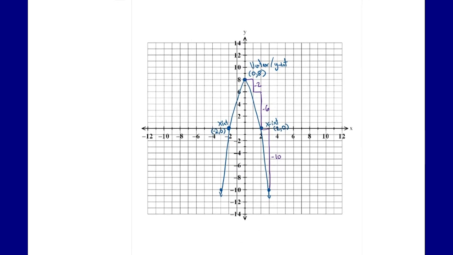So originally, in standard form, I may not have been able to graph that. But by turning it into factored form, I am now able to find all this extra information that allows me to graph it.